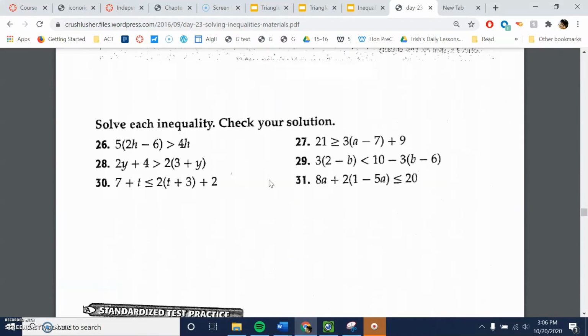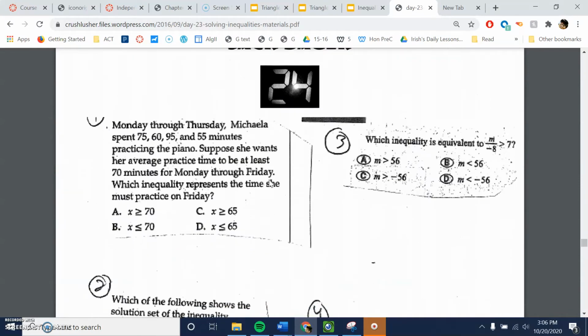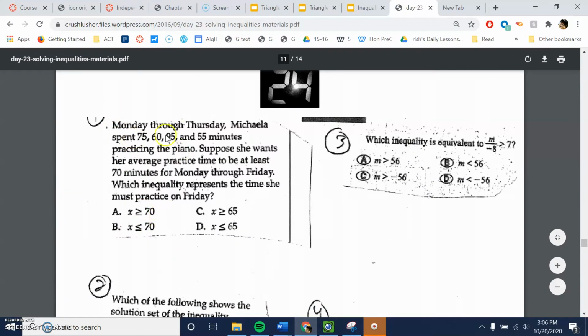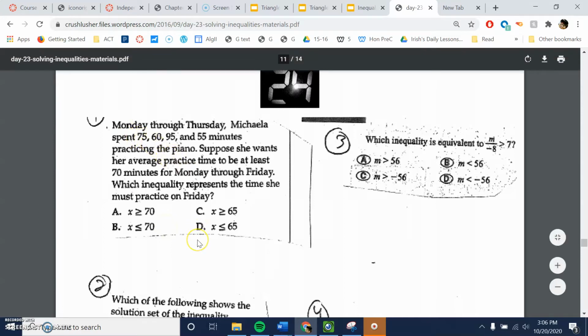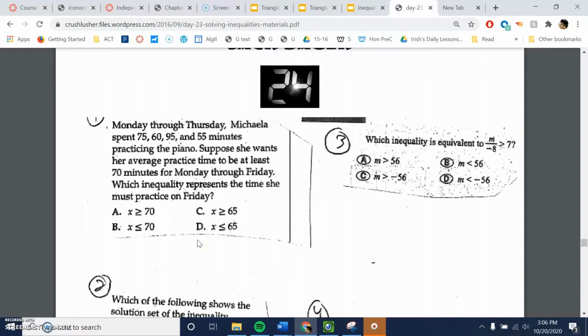Here it is. Okay, this one right here on the left. Here, I want you to solve on your own A, B, C, or D. What do you get? Monday through Thursday, Michaela spent 75, 60, 95, and 55 minutes practicing the piano. Suppose she wants her average practice time to be at least 70 minutes from Monday through Friday. Which inequality represents the time she must practice on Friday? Go.